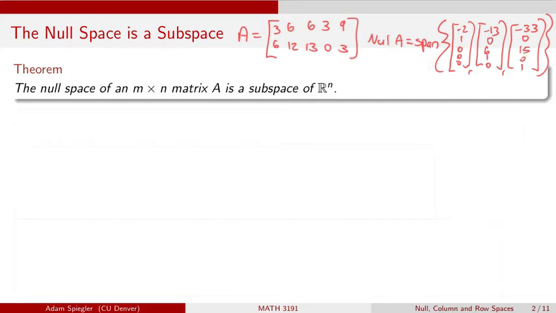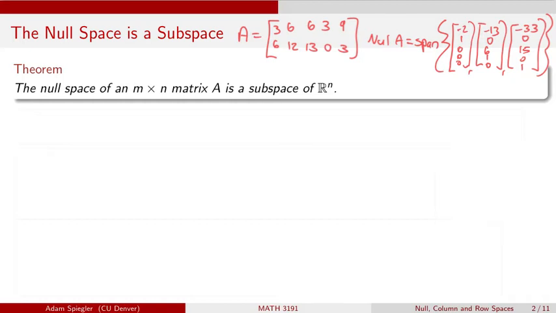And we saw previously that any spanning set of vectors, by definition, is a subspace of the vector space from which those vectors live. In this case, these vectors are all in R5. R5 is the domain of this matrix, and so this null space of A is a subspace of R5. Here we're trying to prove this in general, that this is true for any matrix A. So let's take a look at how this proof might look.